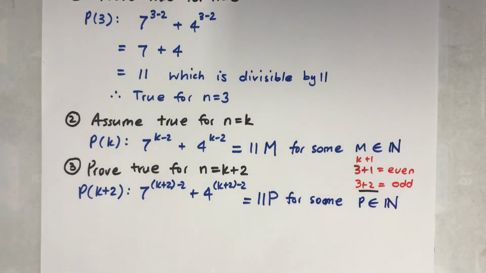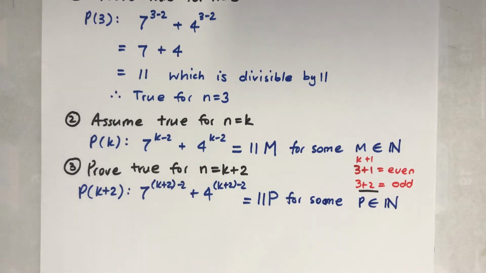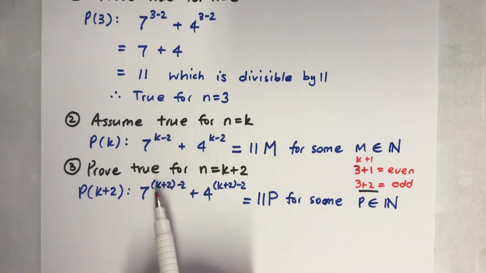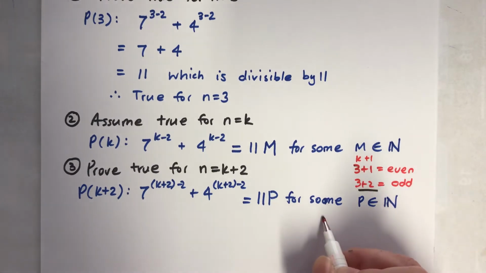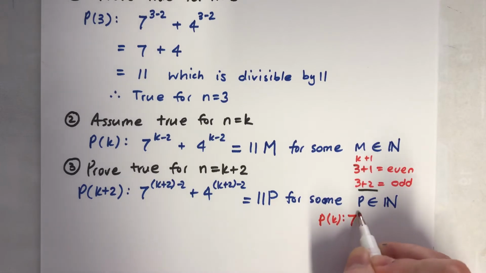Alright, now just be careful. I know you have the urge to just make it into 7 to the power of k there, because 2 minus 2 is 0. Please don't do that, because what we have to do here is use step 2, and step 2 clearly has the power of k minus 2. So we need to keep this within the power of k minus 2. So I'm going to write here, to remind ourselves, from step 2.